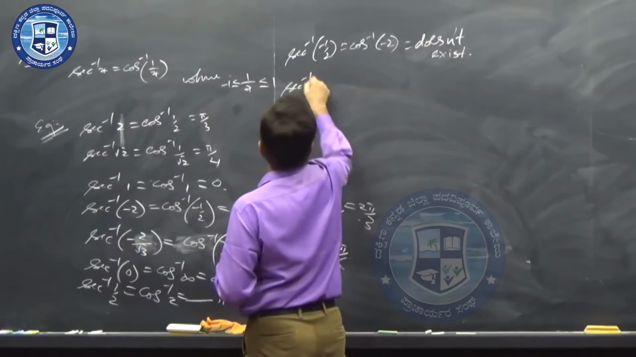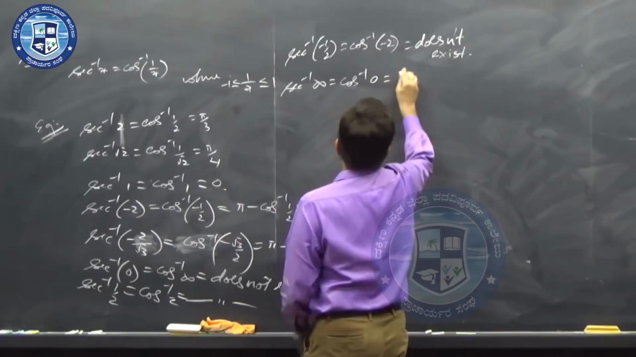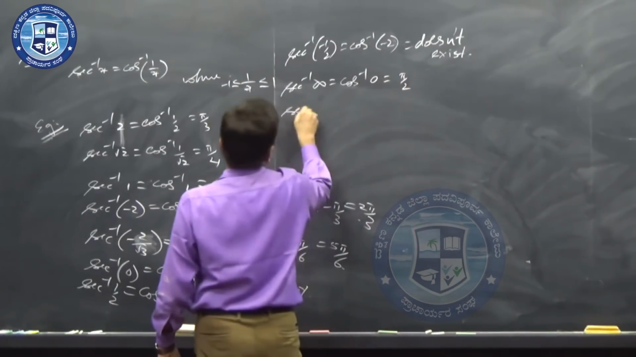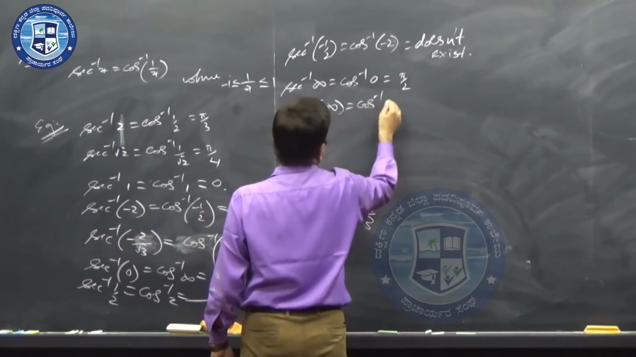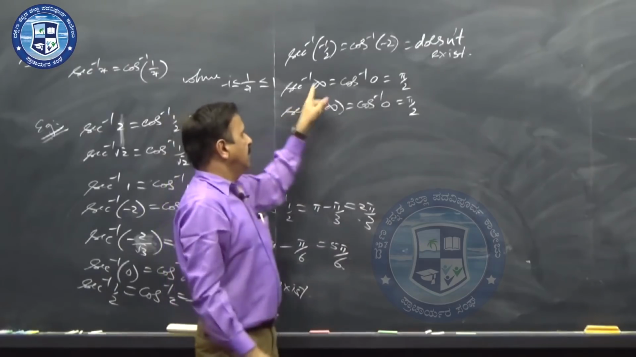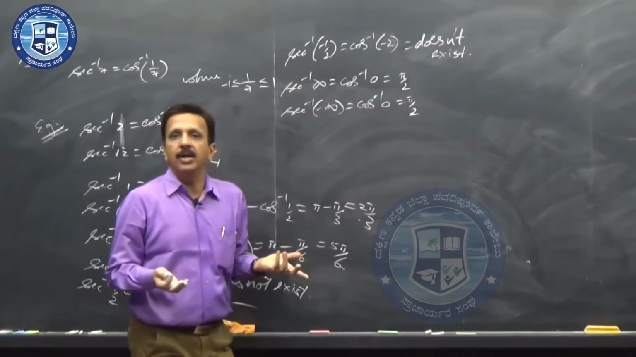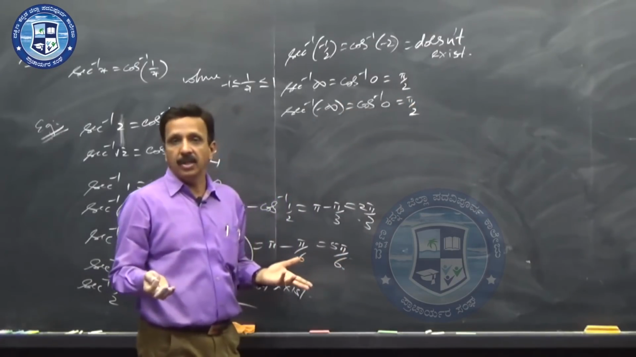And if you go ahead with secant inverse infinity, that is equal to cos inverse of 0, that is equal to pi by 2. Next, secant inverse minus infinity, that is equal to cos inverse of 0, that is equal to pi by 2. This is just for the purpose of analysis. Otherwise, infinity comma pi by 2 cannot be a point on the graph. Similarly, minus infinity comma pi by 2 cannot be a point on the graph.